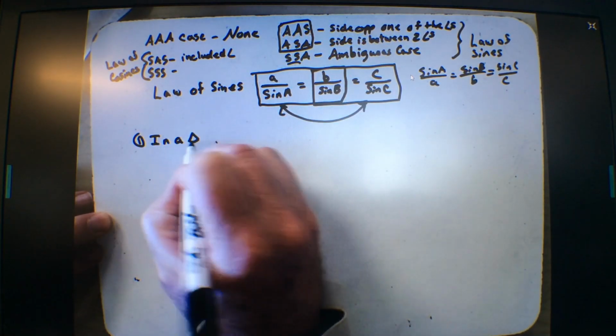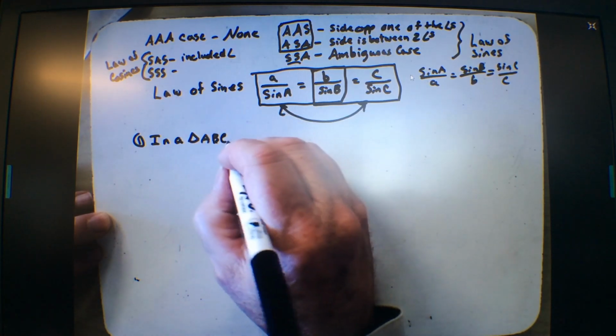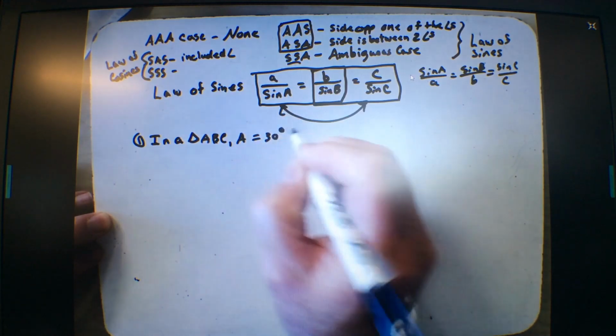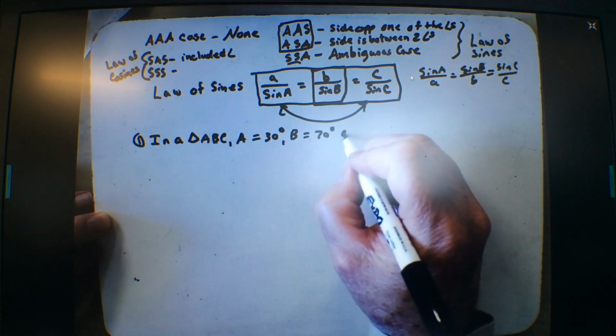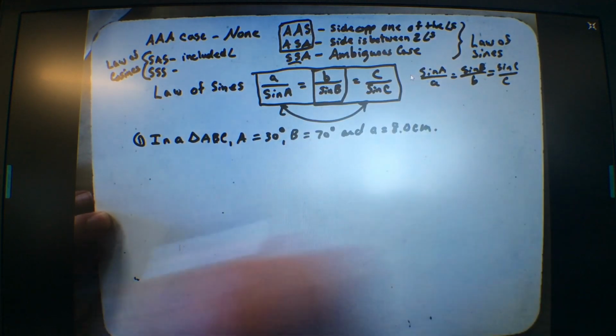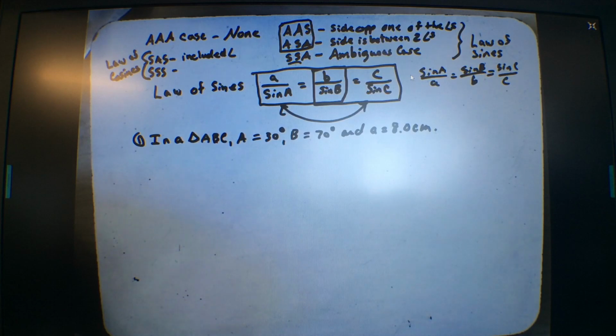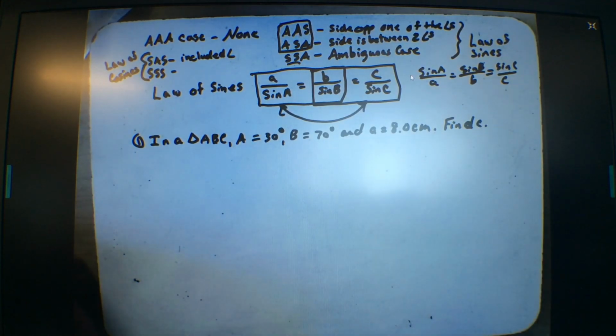In a triangle ABC, angle A equals 30 degrees, B equals 70 degrees, and little a equals 8.0 centimeters. Now, given that answer, how many decimals? Okay, we need to go 2 significant digits, correct? So probably to the nearest tenth, right? We want to find side C. Okay? Find side C.